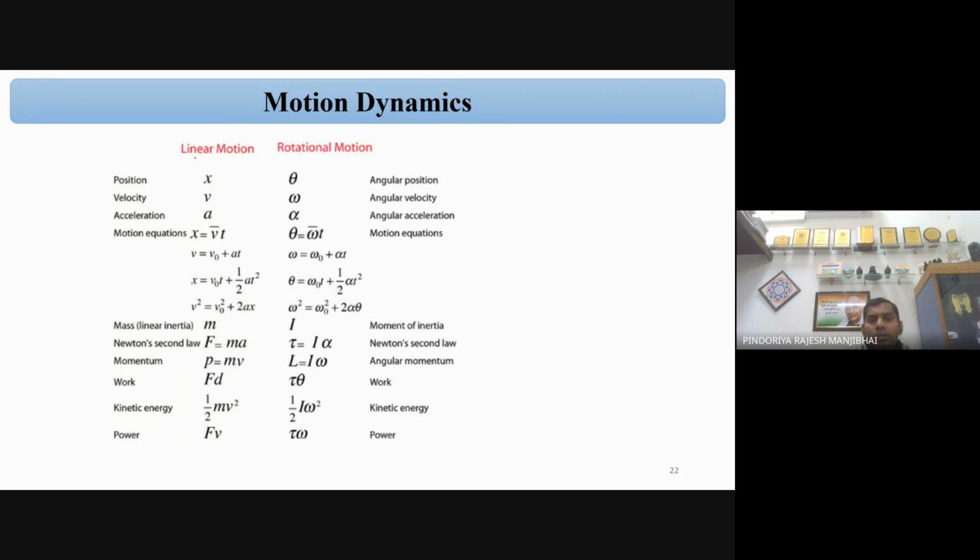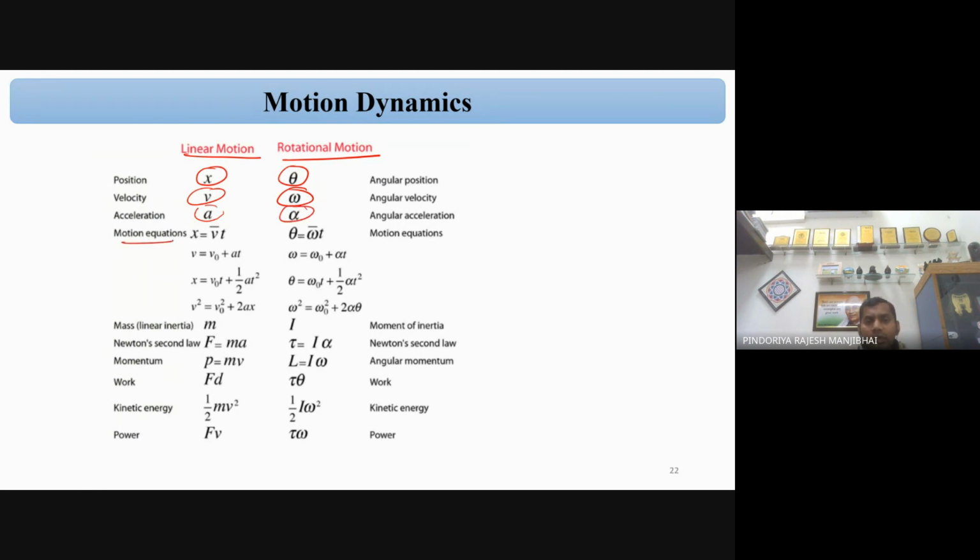You can see this is linear motion, and another one is rotational motion. How can we define linear motion? Suppose you want to define the position, then we indicate it by x, and for rotation it is theta. Same, suppose you want to define the velocity, then we define it by small v, but in the case of rotation, that is omega, the angular velocity, correct? Same, there is acceleration, we define it by small a for linear motion, and here it is alpha, correct?